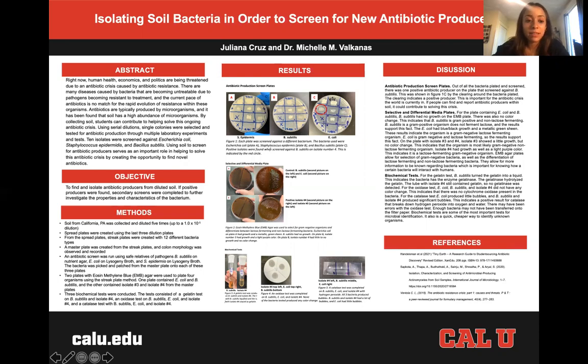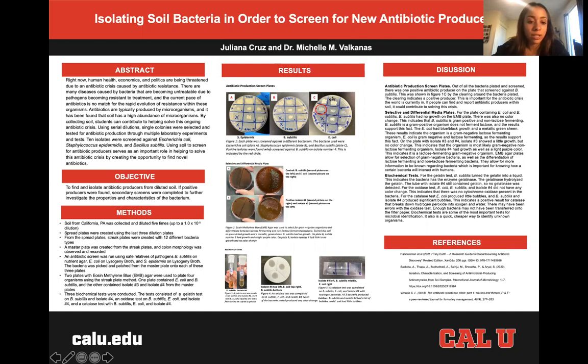To start with my methods, soil from California, PA was collected and diluted 5 times, up to a 1.0 times 10 to the negative 5th dilution. From my last 3 dilution plates, spread plates were created, and from the spread plates, streak plates were created with 12 different bacterial types. A master plate was created from the streak plates, and the colony morphology was observed and recorded. Out of the 12 bacteria plated, only 10 grew, so I indicated this with an X. When you look at my pictures of the antibiotic screen plates, the X's just mean that no bacteria grew.